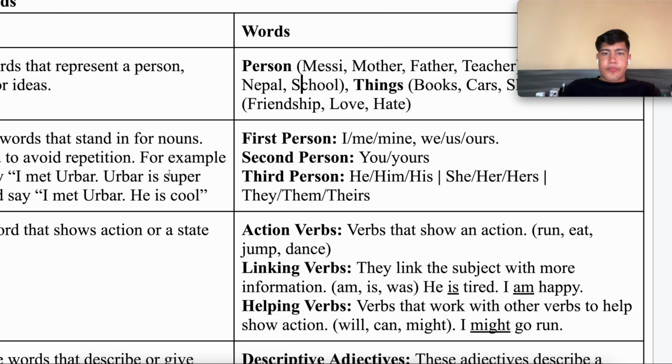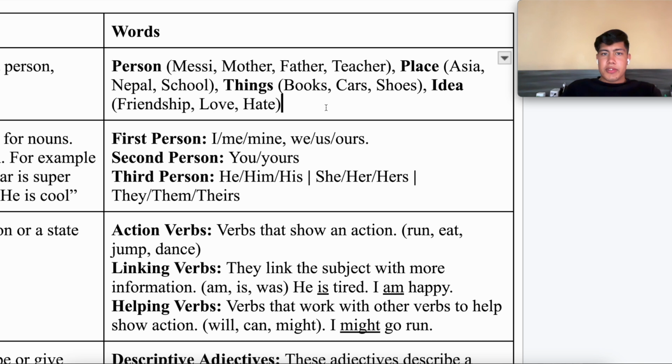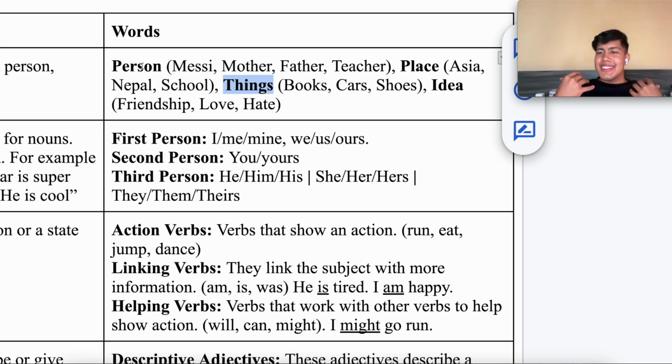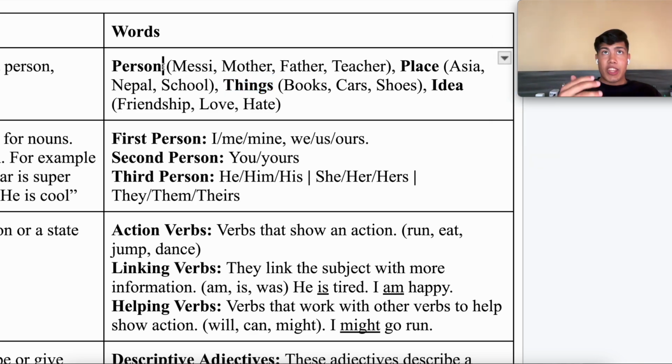Now, this is not like a universal list. Of course, there's more ideas than just friendship, love, and hate. Of course, there's more things than just books, shoes, and cars. There's more places than Asia, Nepal, and school, and there's more persons than your mom, dad, teacher, and Messi. These are just rough ideas and rough categories for you guys to think about while you're writing.